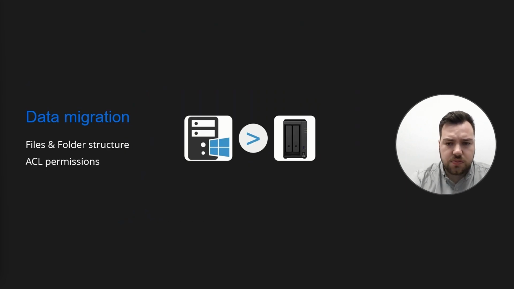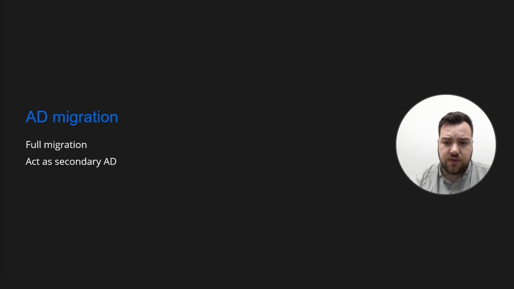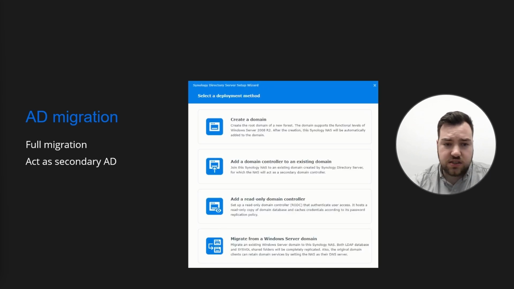So putting ourselves in the minds of P&I, how do we move our data across from Windows to Synology? Well, we recommend using Fast Copy. It's a free tool, and it also clones the ACL permissions. And if you're running AD, we can also move that across to Synology by migrating it, as you can see here at the bottom.